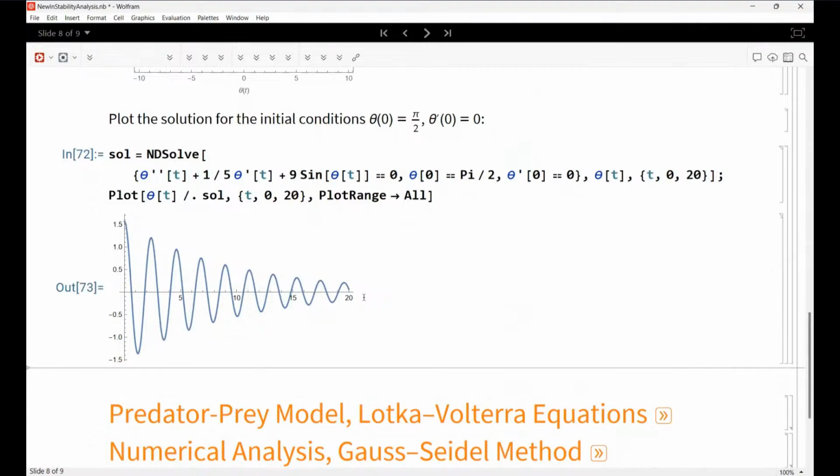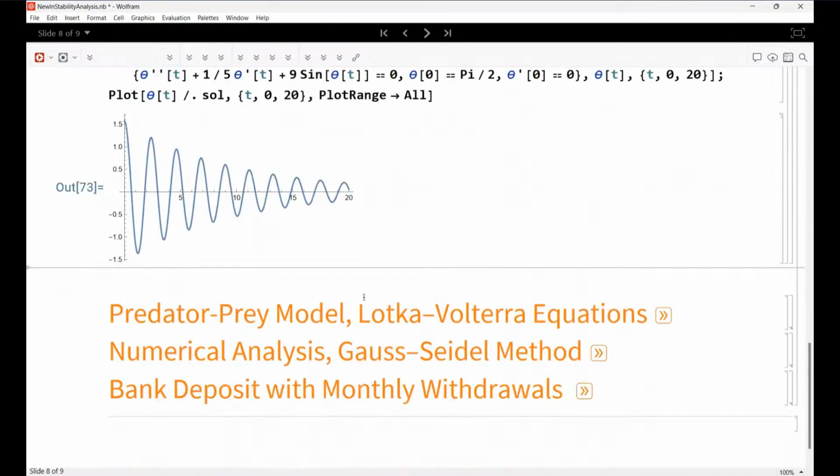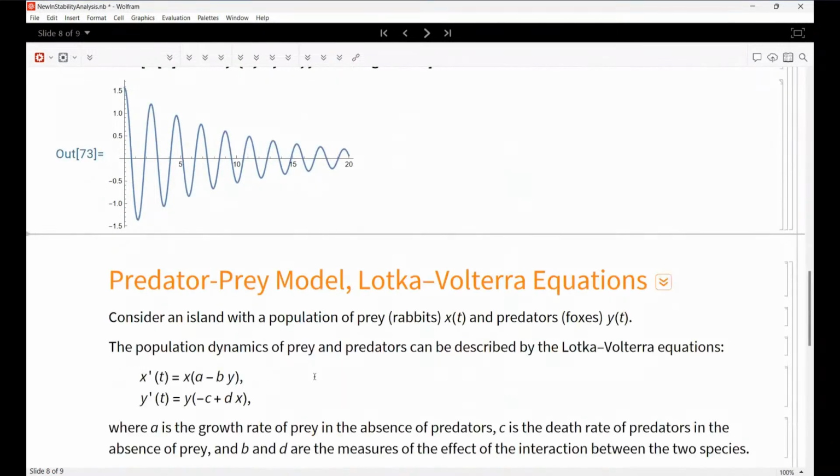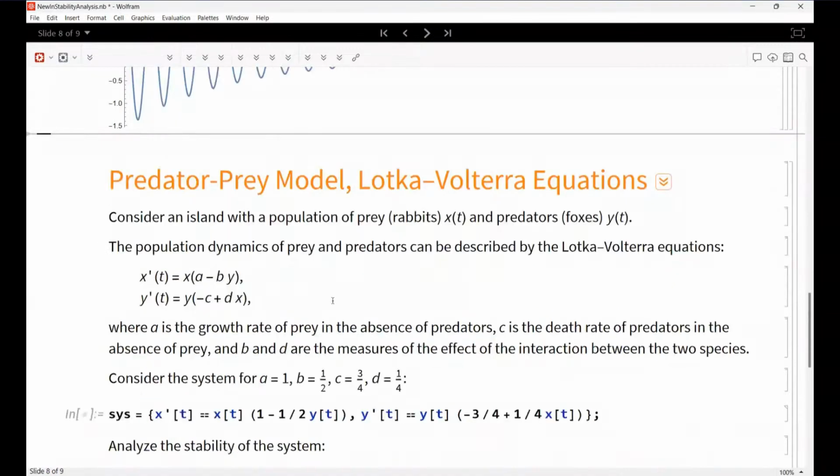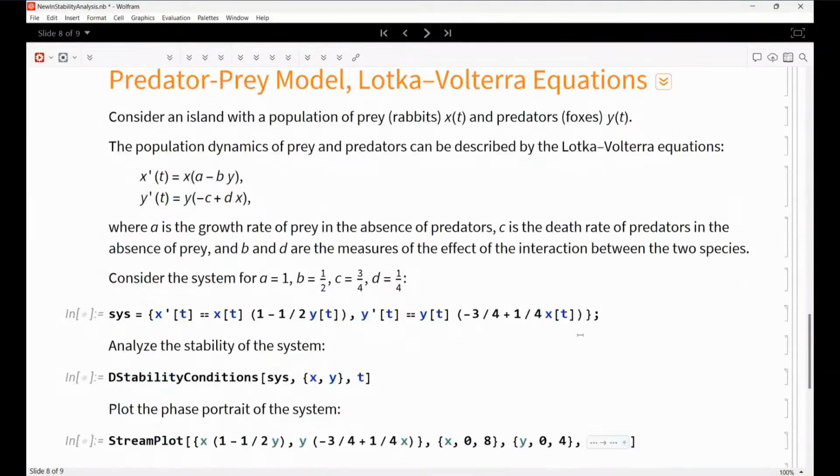As a next example, let's consider the predator-prey model. Let's consider an island with a population of prey, for example, rabbits, x of t, and predators, for example, foxes, y of t. Prey have unlimited food resources, and predators can eat only prey. This system can be described by the so-called Lotka-Volterra equations presented here. So we can specify the values of parameters to construct our system.